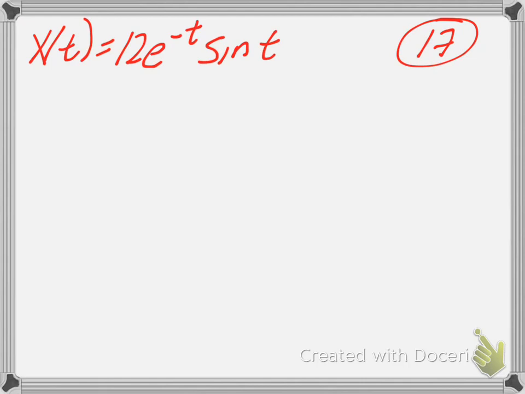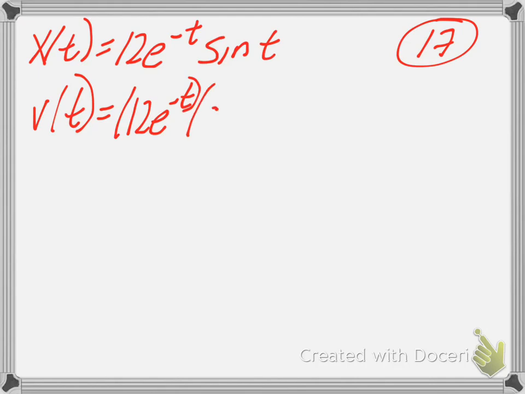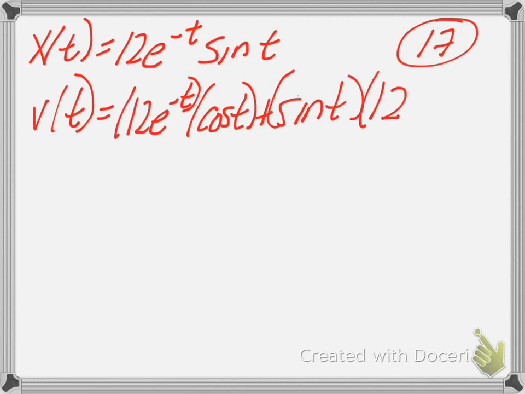So you're given x of t, and that represents the original function, and velocity is just the first derivative. So this is going to be a product rule. So it's the first times the derivative of the second plus the second times the derivative of the first. So the derivative of e to the something is e to that something times the derivative of the something.